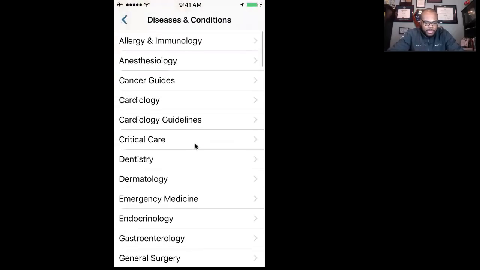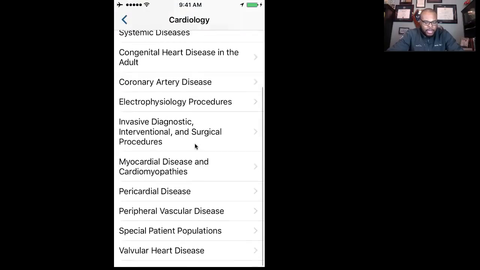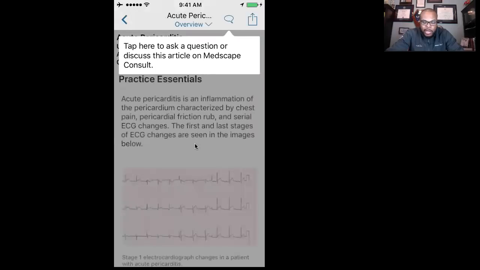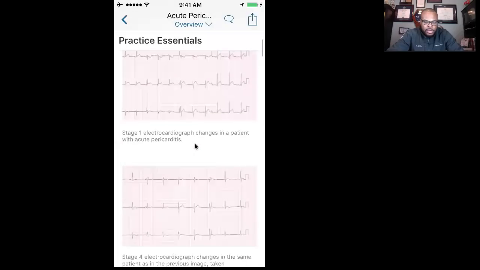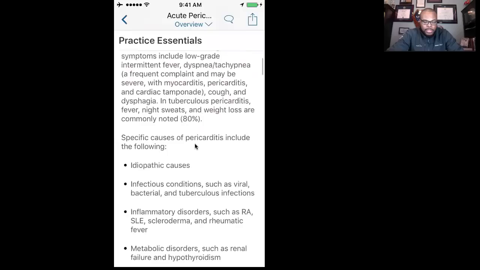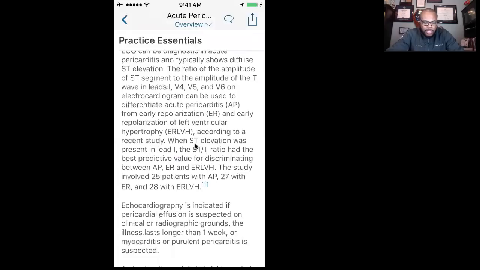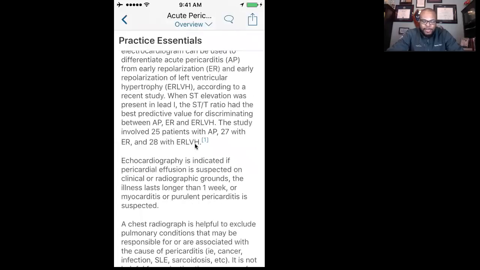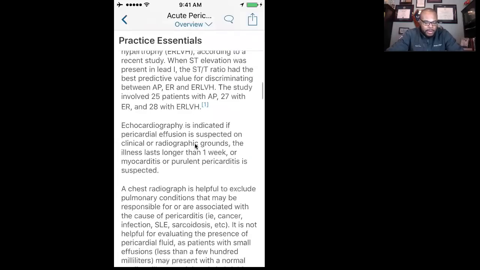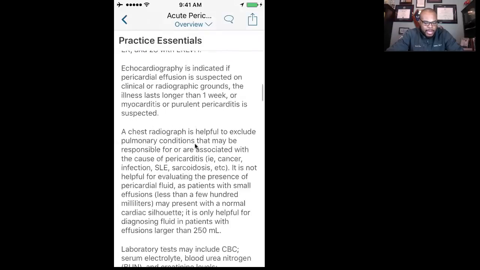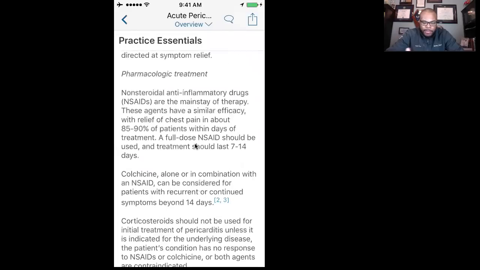Say, for instance, we want to look up something in cardiology, pericardial disease. A patient comes in and has symptoms, and you think they have acute pericarditis. You can look on here, and it tells you a little bit about pericarditis, and it shows some EKG tracings, some typical signs and symptoms, how to diagnose it. Like, you have to look for diffuse ST elevation, and medical students, that's a buzzword on your exam. If they say diffuse ST elevation, you should be thinking pericarditis. And then how you treat it, some laboratory workup. You usually treat it with NSAIDs.